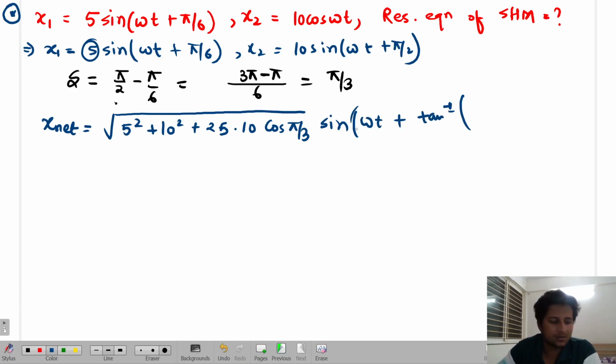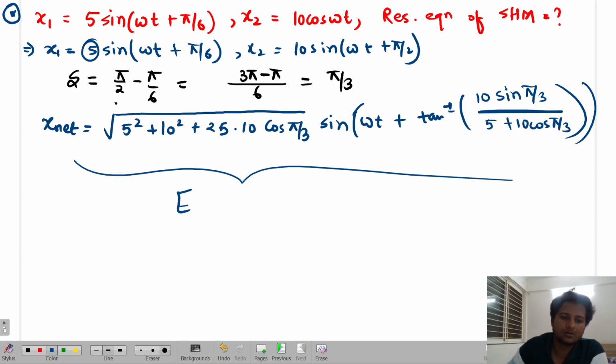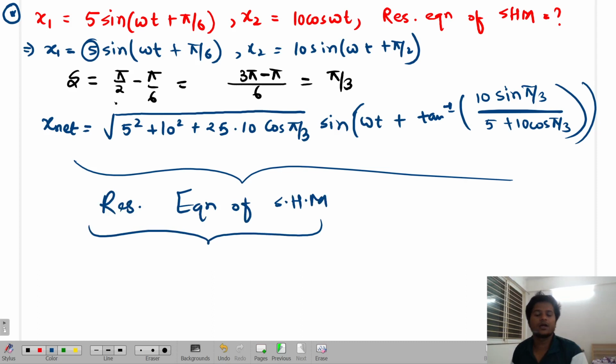A2 sine, how much is that? A2 sine delta. So tan inverse 10 sine pi by 3 by 5 plus 10 cos pi by 3. If you solve it, you'll get this relation of x net or not. That's my equation of SHM or not. Are you able to get me? So that's my resultant equation of SHM. So now you got the idea how to superimpose SHMs or not. You got the idea or not?